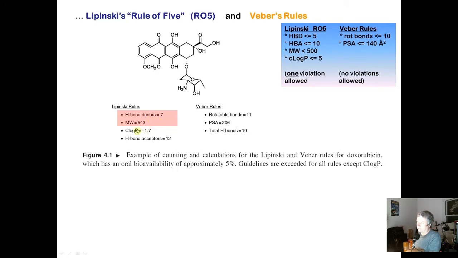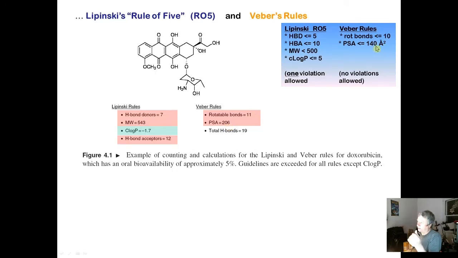Hydrogen bond donors are 7, molecular weight is 543. C log P is okay, right? It's less than 5. But it's got 12 hydrogen bond acceptors. So cumulatively, that's 3 Lipinski violations when only 1's allowed. And for Weber, rotatable bonds is 11, and polar surface area is 206. Okay, so the rotatable bonds, we can count ourselves also. PSA is 206. That's determined by computer, and of course the cutoff is 140.